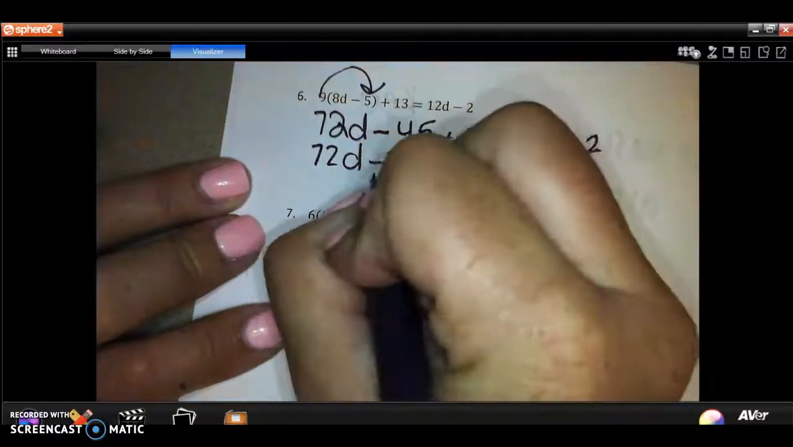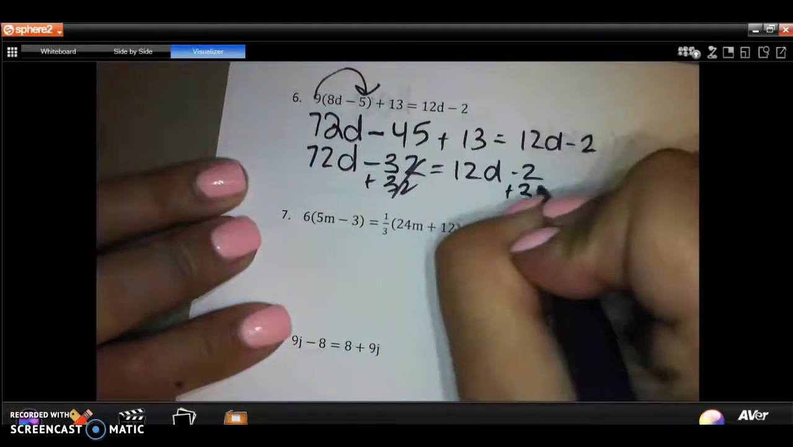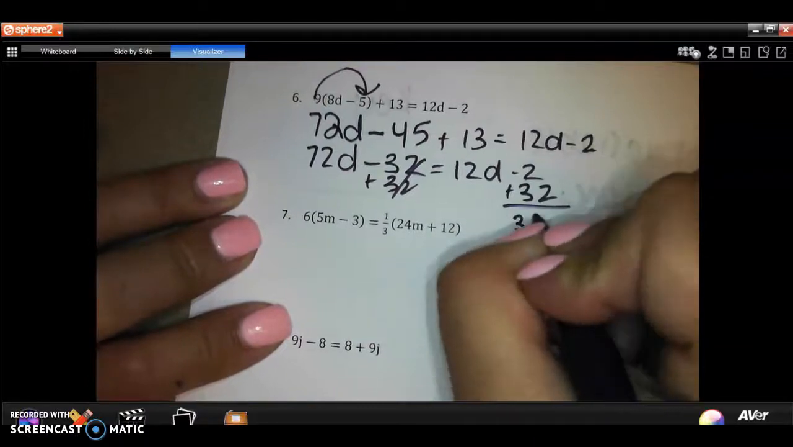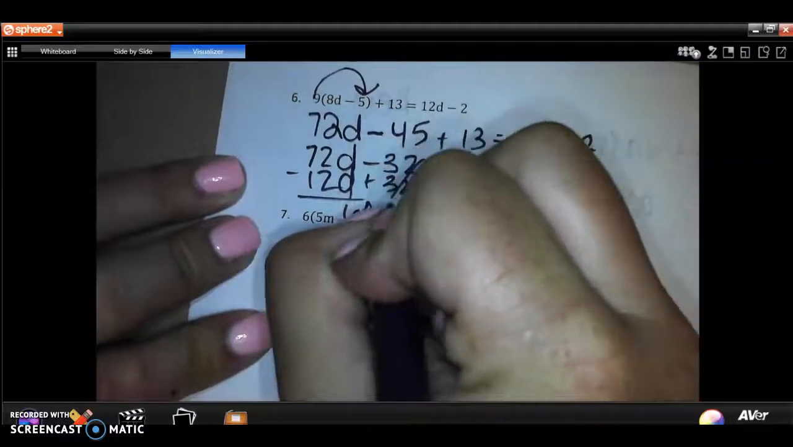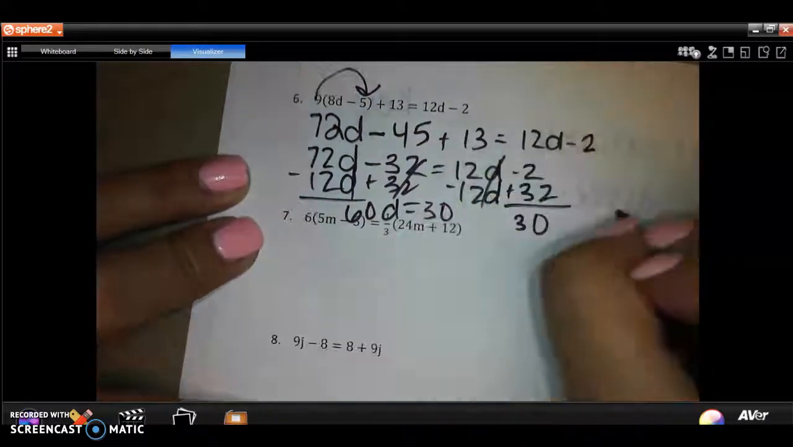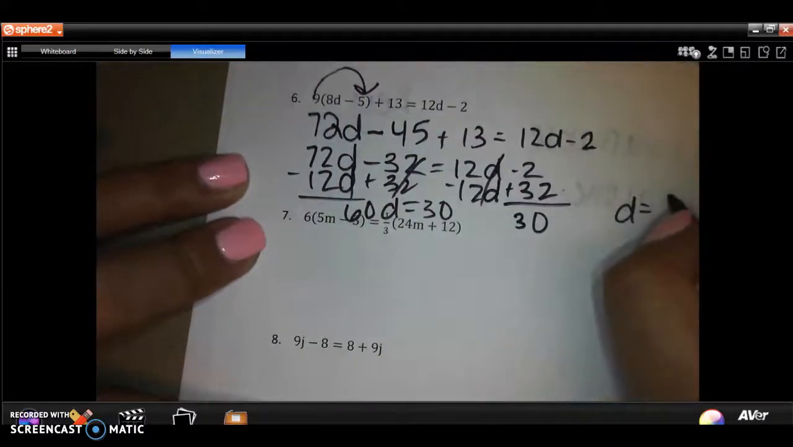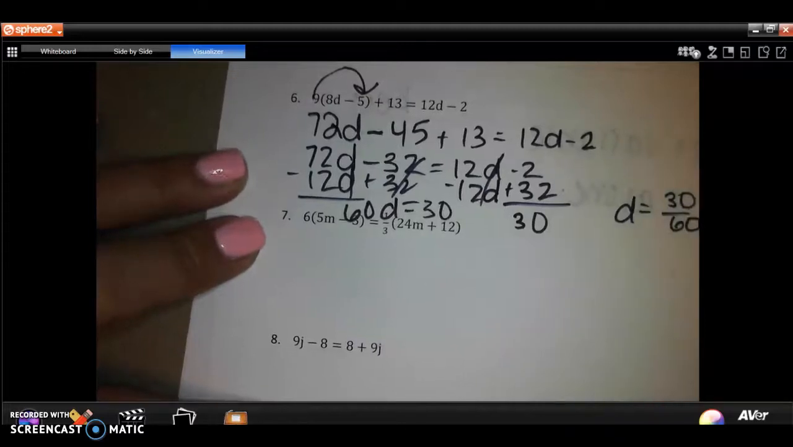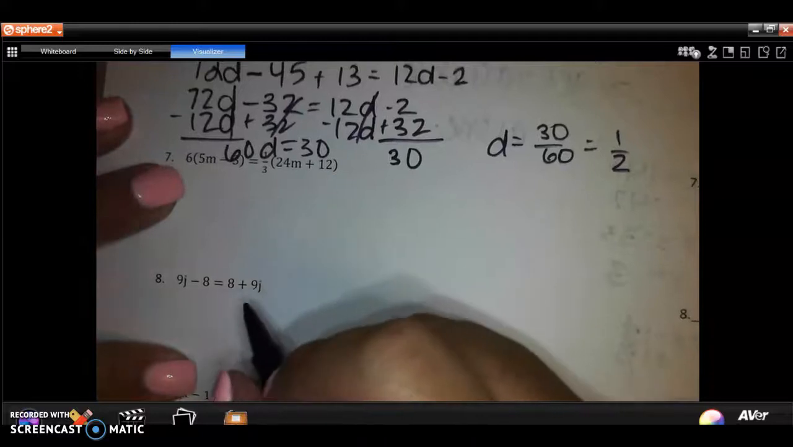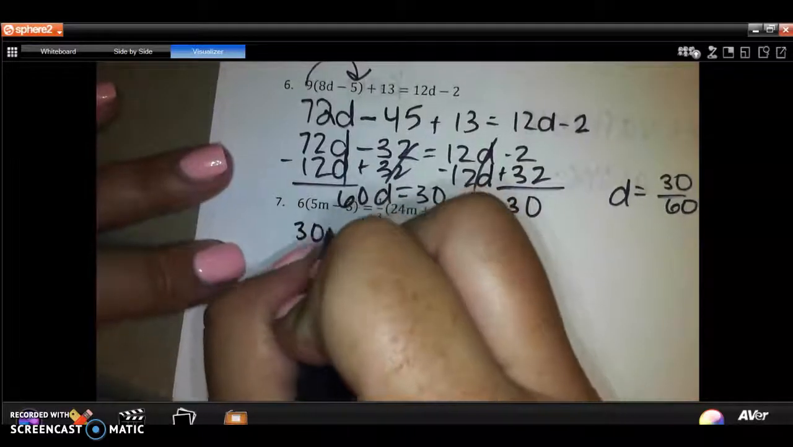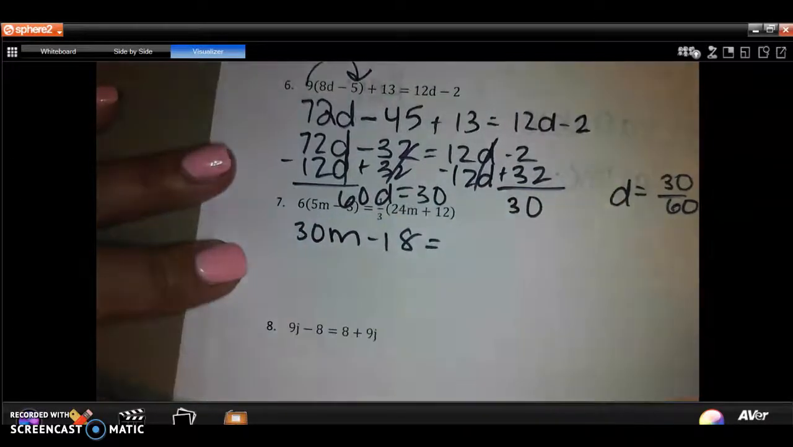12d minus 2. I'm going to add 32 on both sides. We get 30. I'm going to subtract 12d on both sides. You get 60d is equal to 30. So d is equal to, when I divide both sides by 60, 30 over 60, which is the same as 1/2.